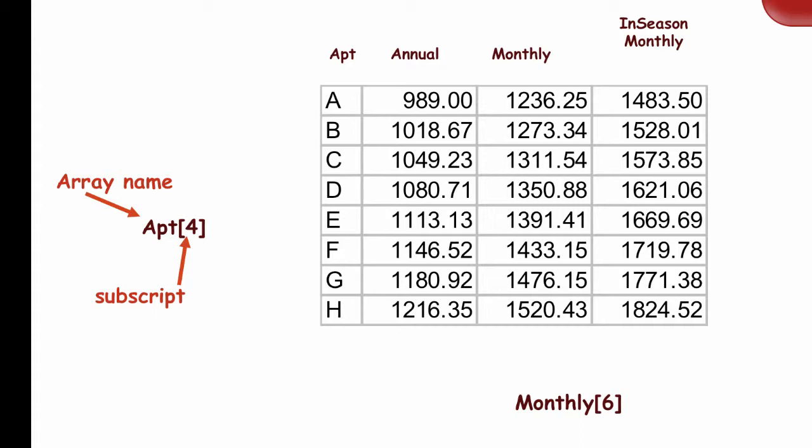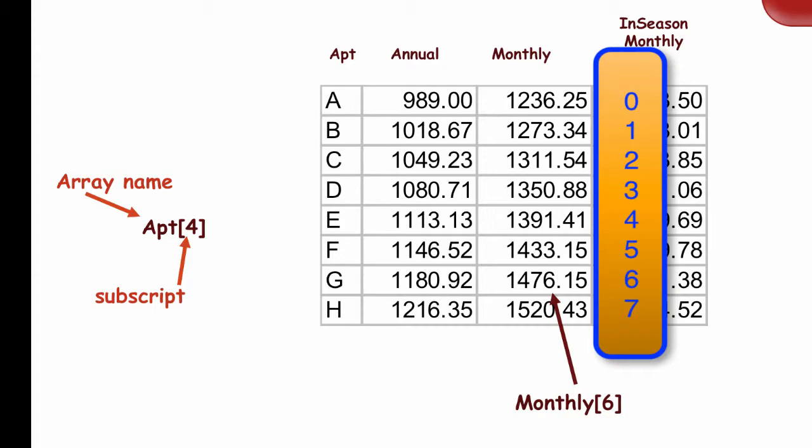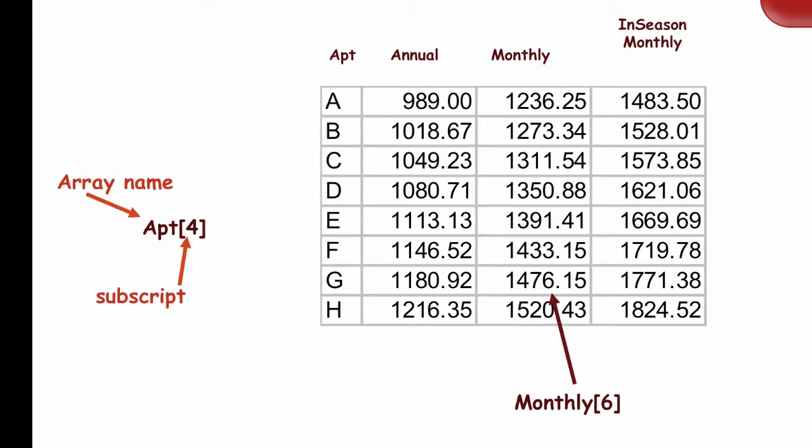0, 1, 2, 3, 4, 5. Okay, right there. 0, 1, 2, 3, 4, 5. Okay, got it. All right, so that's the basics of the array.